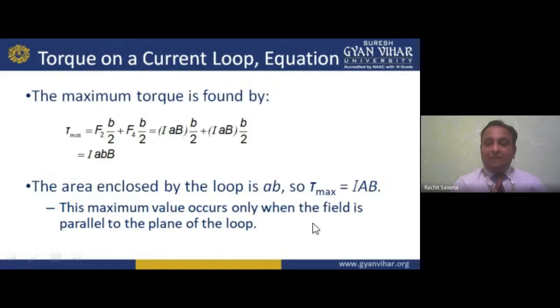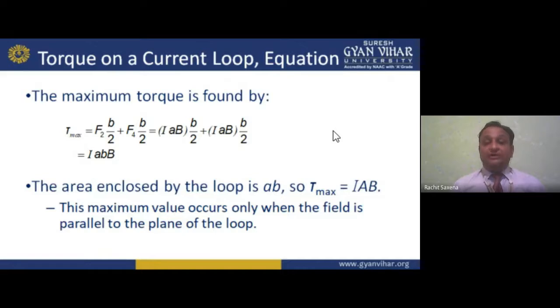So IAB will become what? The area enclosed by the loop is AB. So torque maximum will become what? I into AB. I hope you understand. Now the maximum value occurs only when the field is parallel to the plane of the loop. If there is a plane of loop and the field is parallel to it, the maximum value occurs at that time. So the torque on a current loop equation we can find from this.